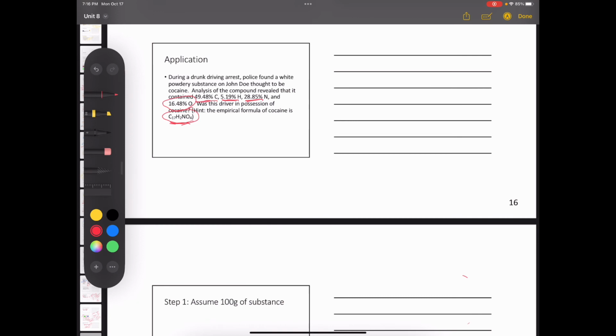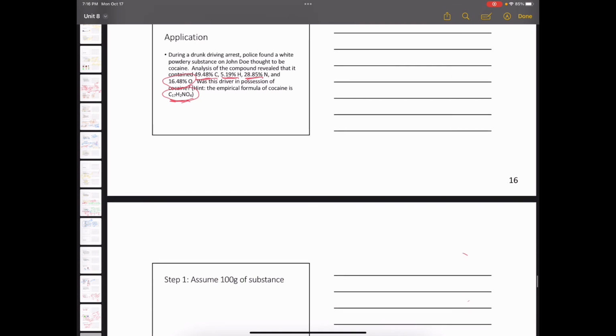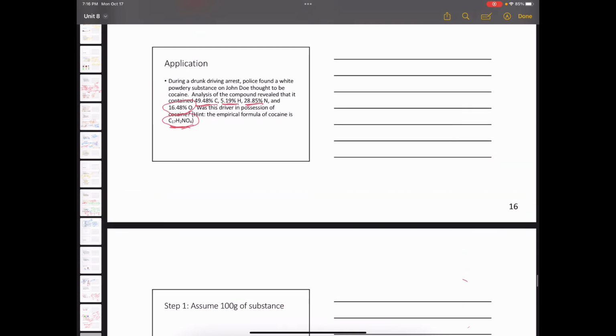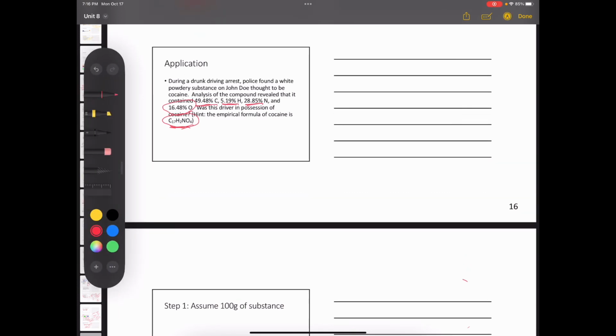So first thing, I need to assume that I am working with a 100-gram sample. That would make the 49.48% of carbon equal to 49.48 grams of carbon. So we are assuming that we're dealing with a 100-gram sample.